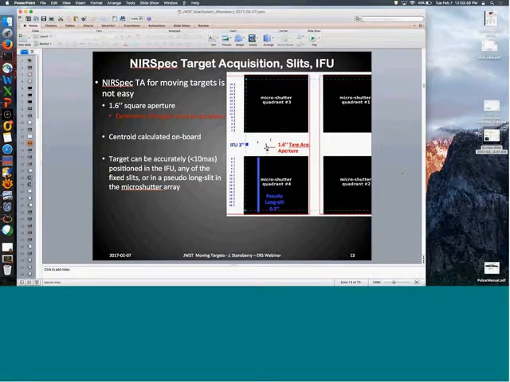Once you do that target acquisition in the aperture, we'll be able to target any of these other slits, the slit, or the IFU. And we're pointing into a few apertures since it's 3 arc seconds square. Many targets should be able to land in there pretty easily.